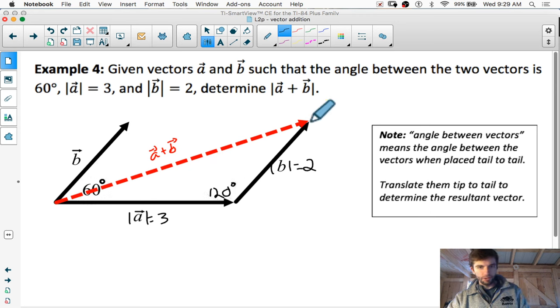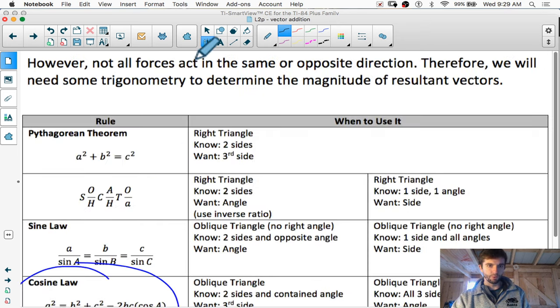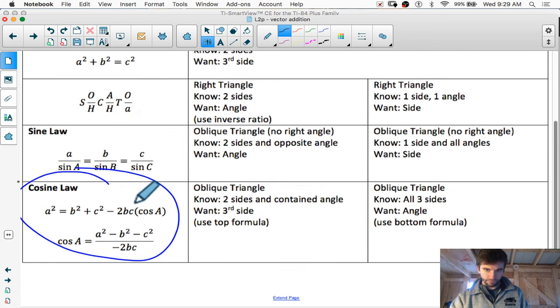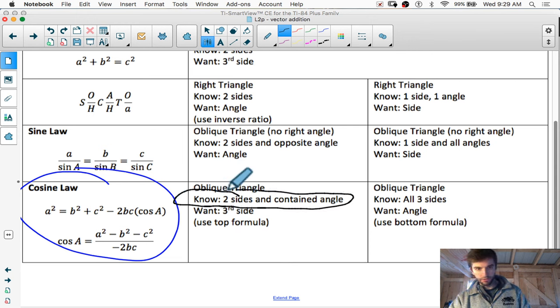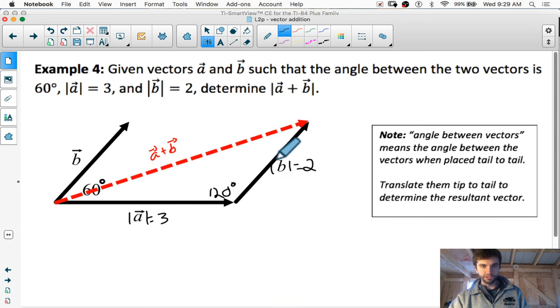So now I know a side length, and the angle contained by those two side lengths, and I want the length of the side across from it. So if we look back to that list of rules for trigonometry, we can use the cosine law when you know two sides and a contained angle, and that's exactly what we know. We know two sides and the angle contained by those two sides.